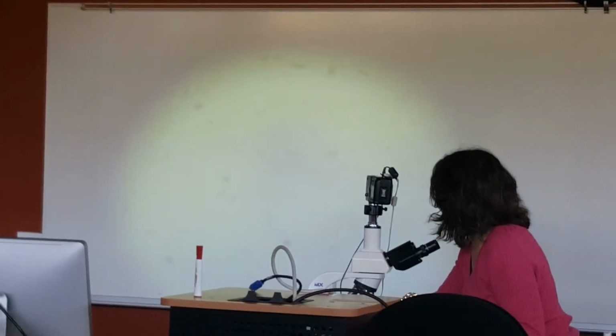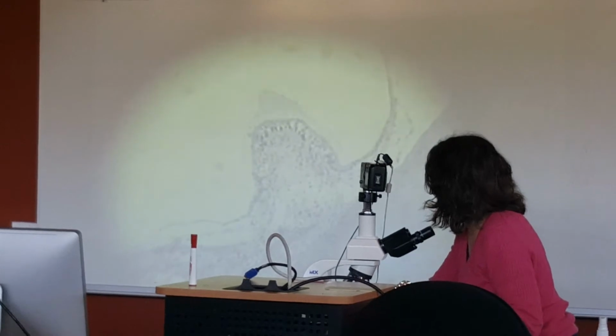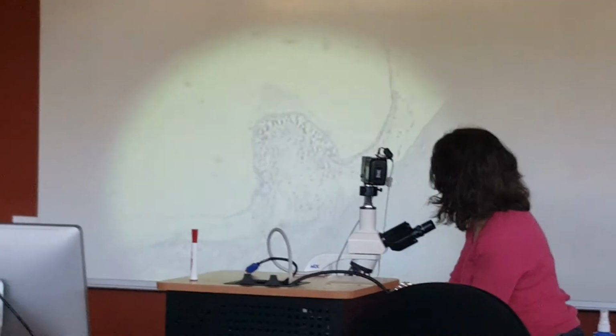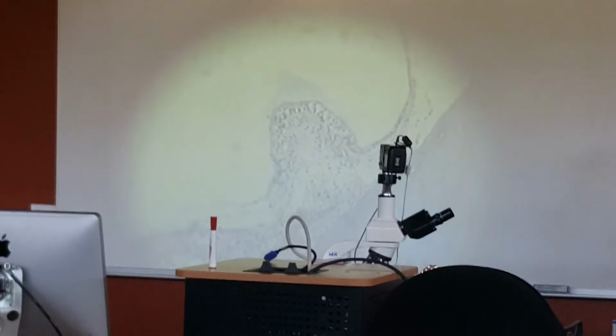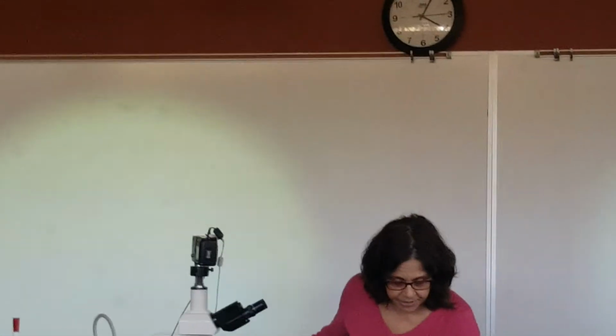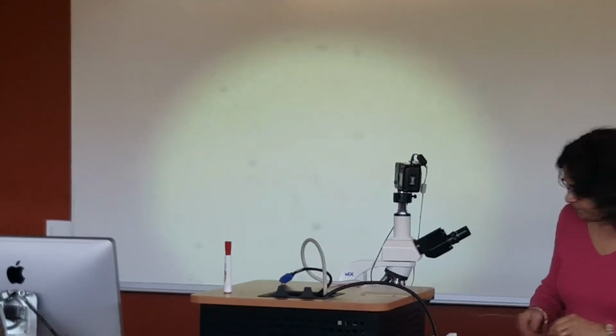A little bit. Well, I guess you can see the cell a little bit, maybe a hair or two sticking out here. Okay, crista ampullaris, that's the semicircular canal receptor for rotational acceleration.